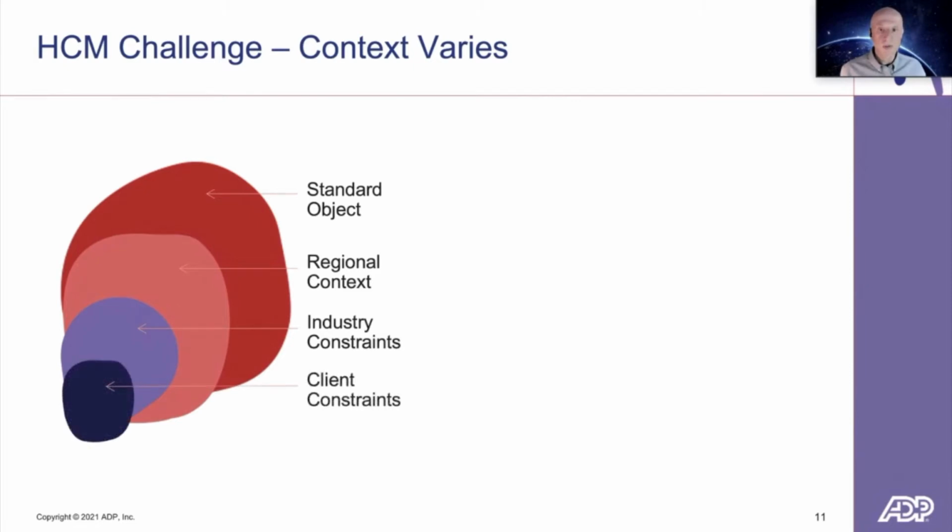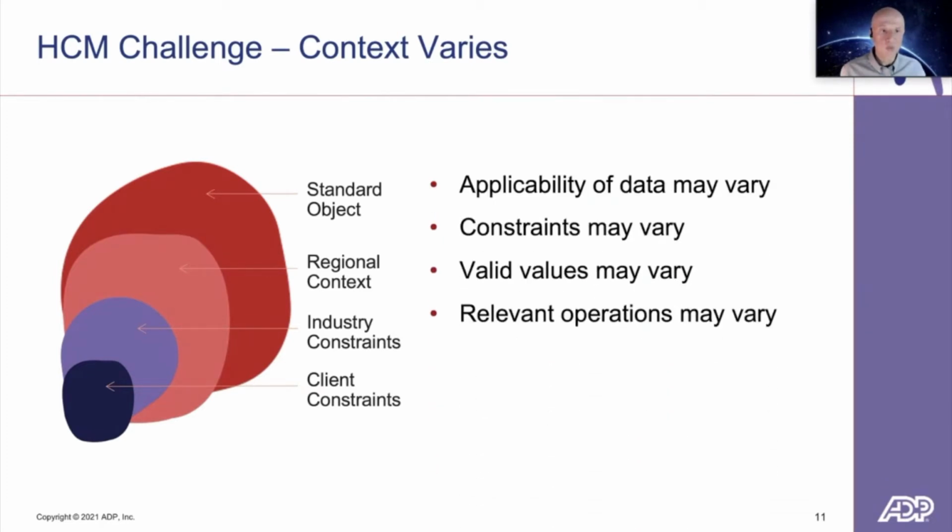I don't mean to be too pragmatic, but most of the companies are in the business of making money, and monetizing APIs is becoming a sizable portion of many companies' revenue. Once we realize that there could be different contexts, it becomes clear that certain requirements can and will vary, and that includes applicability of data, constraints, validity of values, and different operations.